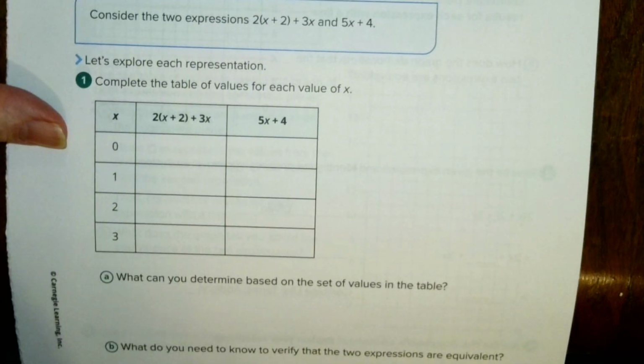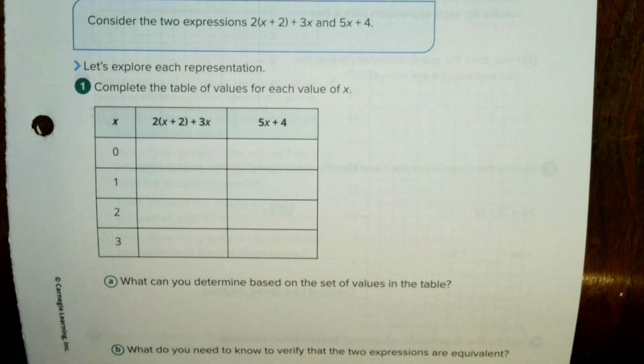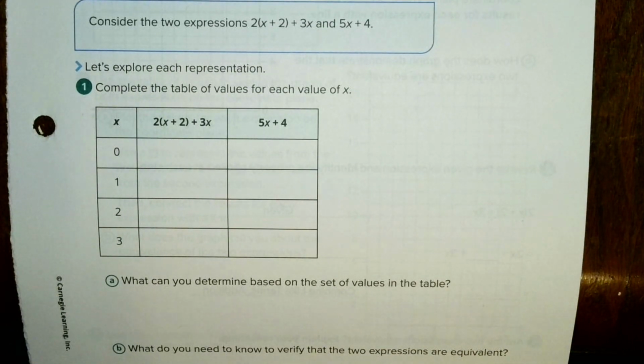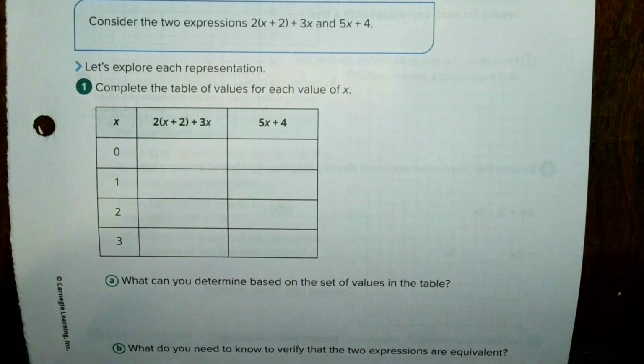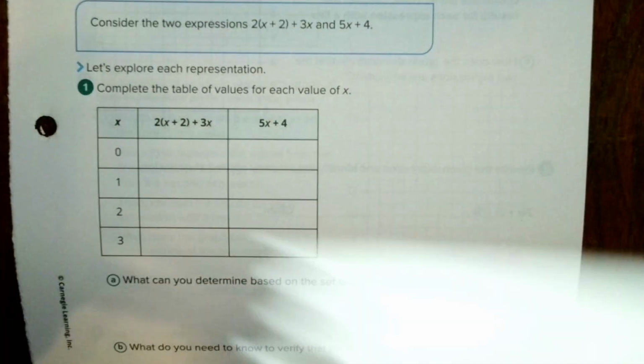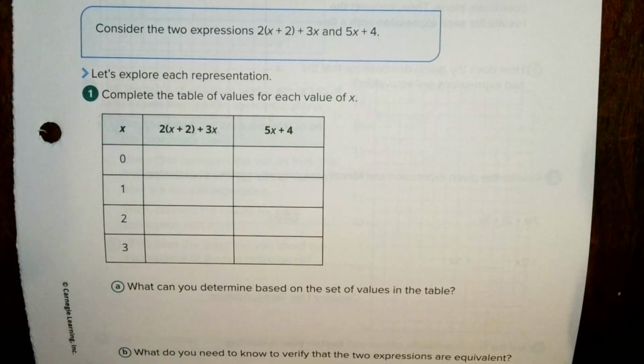So it says, consider the two expressions: 2 times the quantity of x plus 2 plus 3x, and 5x plus 4. Then it says, let's explore each representation. Complete the table of values for each value of x. I'm going to get an additional piece of paper to write on here to the side because it's going to get very crowded in there if I don't.